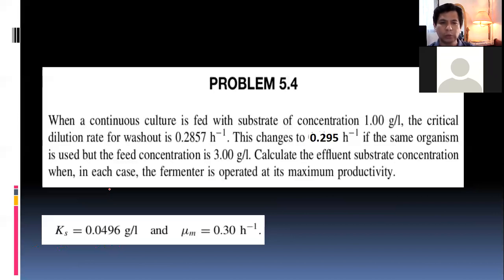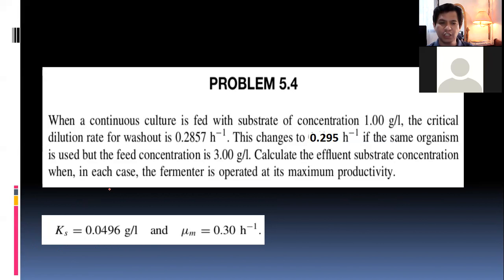So when a continuous culture is fed with substrate concentration of 1 gram per liter, the critical dilution rate for washout is 0.2857. Remember the critical dilution rate? Ito yung maximum na pwede. Otherwise, mawawash out yung microorganism. This changes to 0.95 per hour if the same organism is used, but the feed concentration is 3 grams per liter. Yung 1 gram per liter at yung 3 grams per liter, yan yung initial feed concentration. Calculate the effluent substrate concentration.